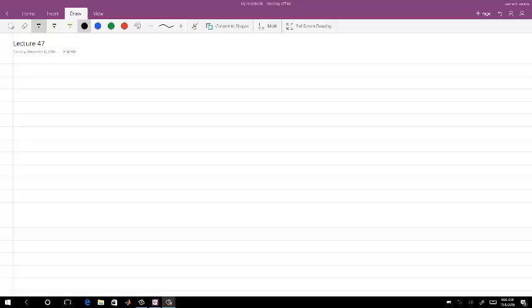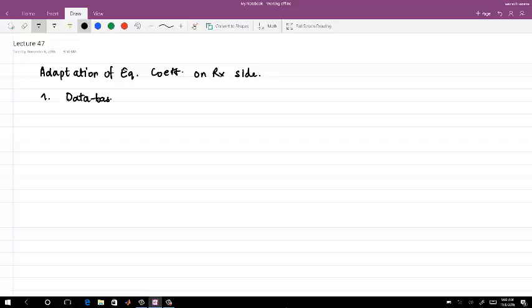This is lecture 47, and we were looking at the adaptation of equalizer coefficients on the receiver side. With that, we saw two techniques. One was data-based adaptation, which we have seen in more detail so far, and the other was edge-based adaptation. So we will look at edge-based adaptation today.